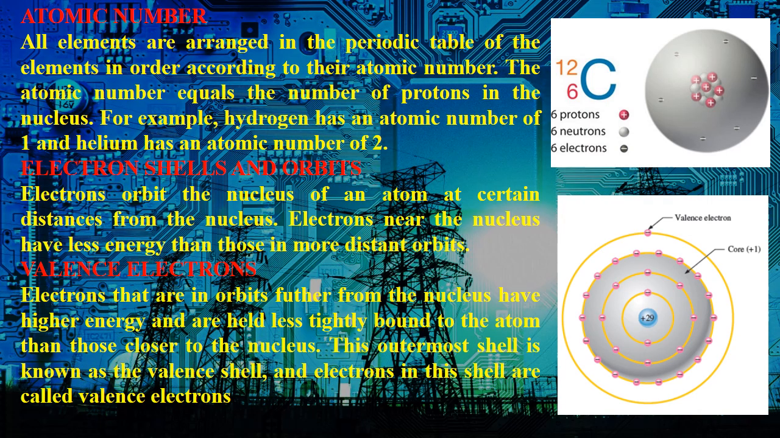All elements are arranged in the periodic table of the elements in order according to their atomic number. The atomic number equals the number of protons in the nucleus. So for example, hydrogen has atomic number 1, which means it has 1 proton in the nucleus. And if that hydrogen is stable and neutral, then the number of protons is equal to the number of electrons as well. So one proton, one electron, and one neutron.